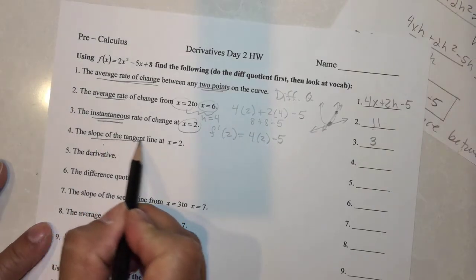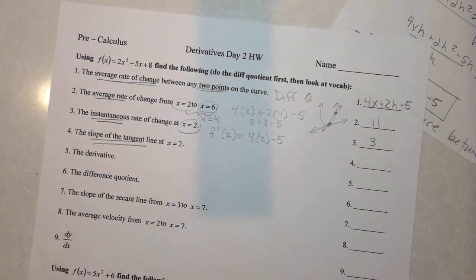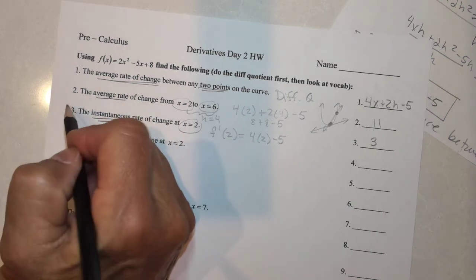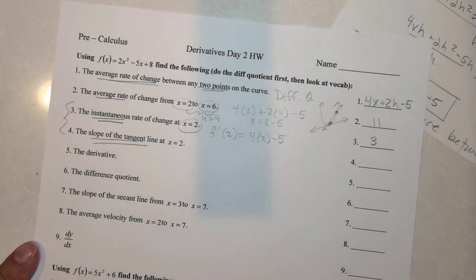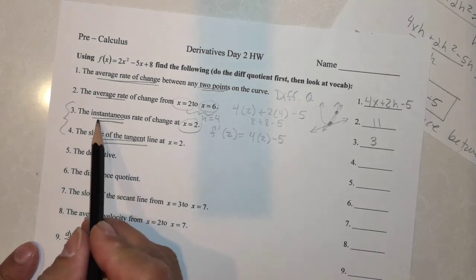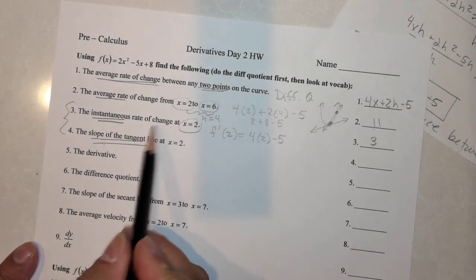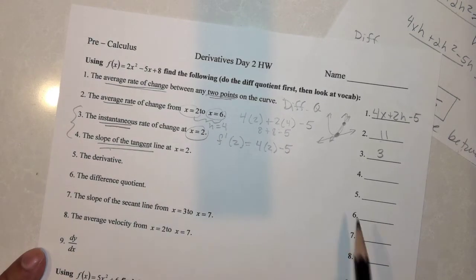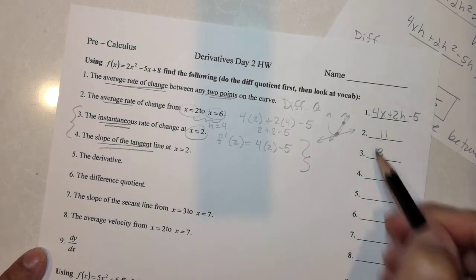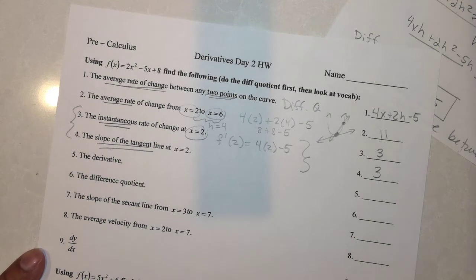Okay, slope of the tangent line at 2 is kind of just a tricky question because these two mean the same thing. That's the key thing in calculus, is figure out what are they asking you. Here they're asking you for instantaneous rate of change. Here they're asking for the slope of the tangent line. Those are the same exact question mathematically, so my answer is going to be 3 again.